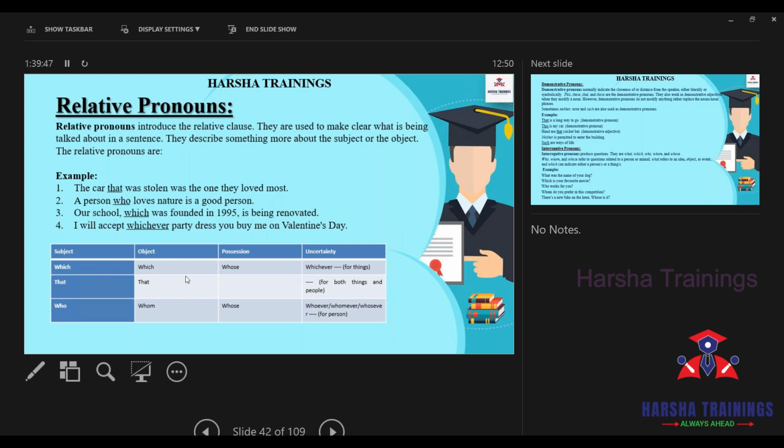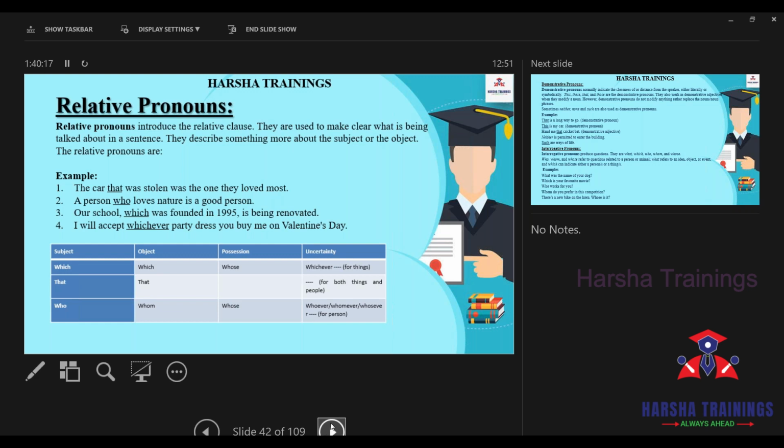So if the subject is who, if you can see the table there, the usage is given. Which, even in the object form, remains which. Possession changes to whose, and for uncertainty, whichever. We say whichever it is, whatever it is, right? That means we are not certain about those things. Okay, got it, all of you?